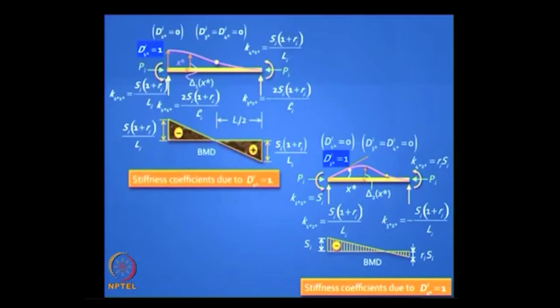If you have a translation with both the ends fixed, then you have an equivalent chord rotation given by 1 by L, and the formulation is similar to what we did for a conventional beam element without any axial force acting. If you recall, if you had a clockwise chord rotation, you have anti-clockwise moments at the two ends. In the conventional beam element, they were equal, and their value was 6 EI by L squared. Instead of 6 EI by L squared, we now write it as S into 1 plus R divided by L. Okay. So if you plug in those earlier values of S equal to 4 EI by L and R equal to half, you will get the same result.